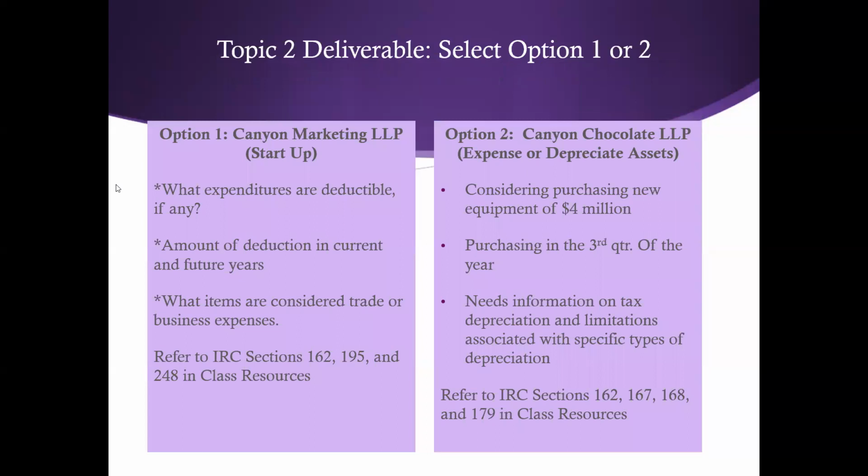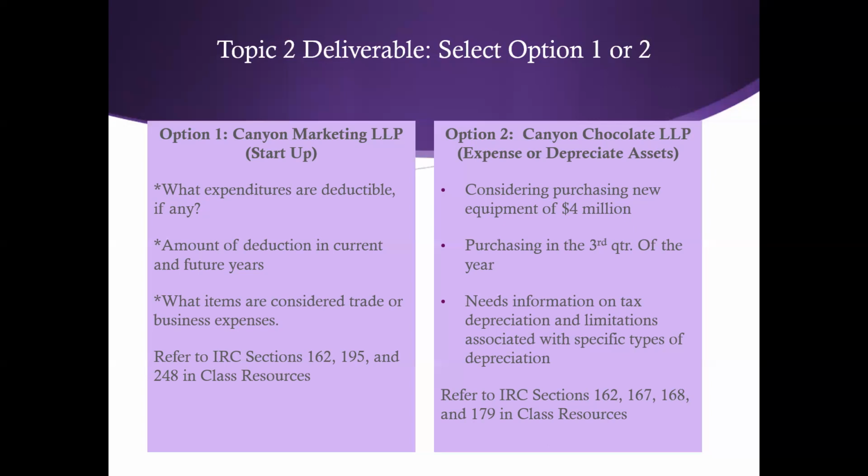Now, there's 2 options. Option 1 has to do with a startup company and whether or not certain expenditures regarding the first year of the company are going to be deductible, and whether they're deductible within the current year or any future years. And then what items are considered to be trade or business expenses. And it gives you a number of IRC sections that you can use, 162, 195, and 248 that are in your class resources.